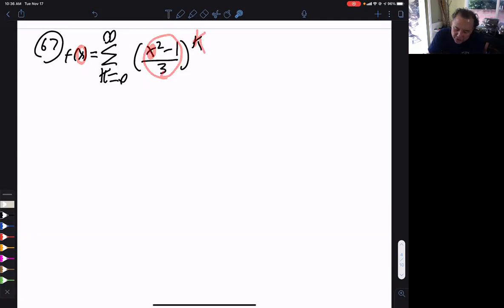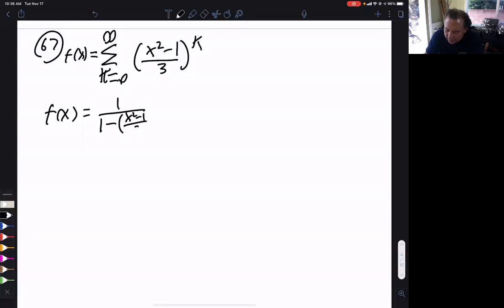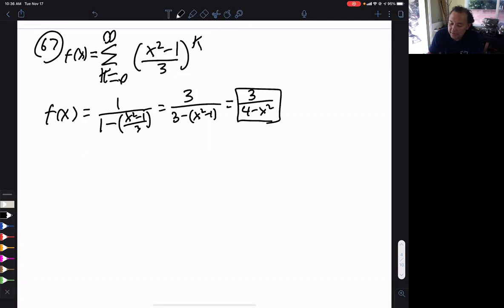And we know the sum of a geometric series is the first term over 1 minus r. That's kind of ugly. Let me multiply top and bottom by 3. And then we get 3 over 4 minus x squared. Much better. So this is the function. This is a series that approximates this function.